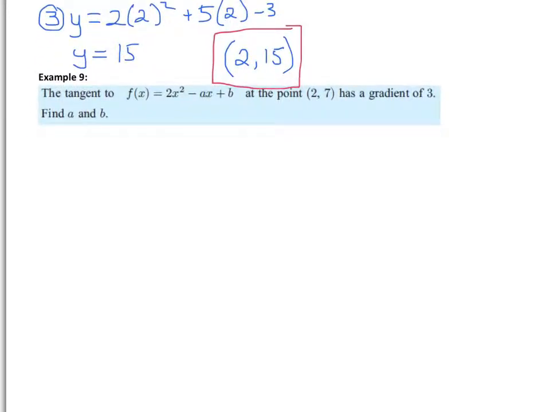Example number 9 says the tangent to a curve f of x equals 2x squared minus ax plus b at the point (2, 7) has a gradient of 3. Find a and b. Well, again, in example 9, like example 8, we're given the gradient, or we're given the slope. And I know that I can have a gradient function if I take the derivative. So the first thing that I'm going to do is take the derivative of f of x. I'll find f prime of x.